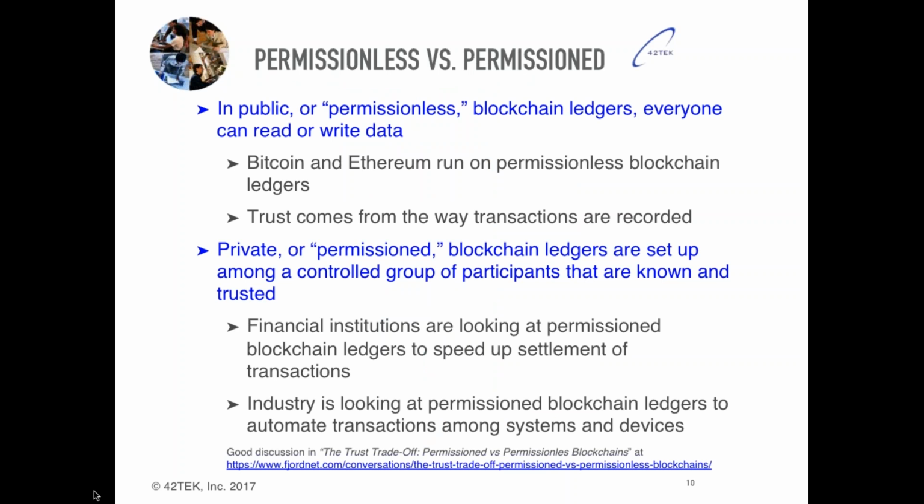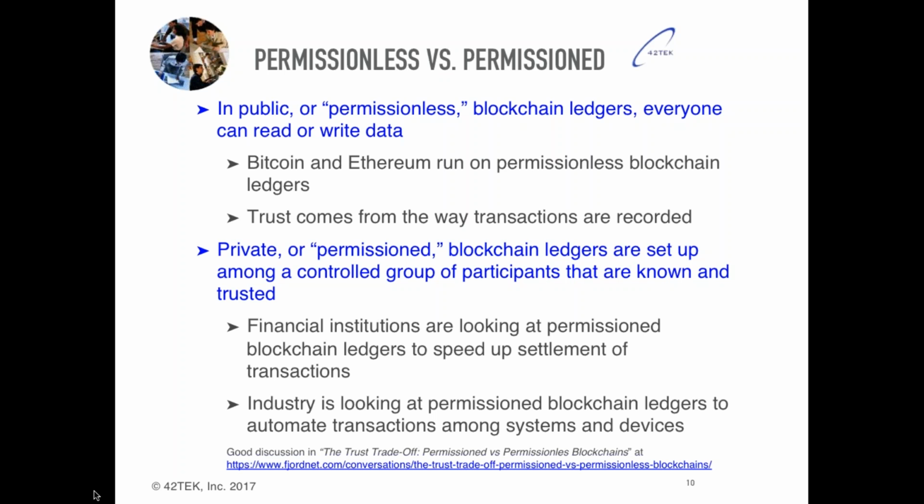So in a public blockchain, everyone can read and write data to it, and this is the Bitcoin and Ethereum blockchains. Anybody who wants to go out and download the software, it's available. And the trust comes from the way the transactions are recorded.